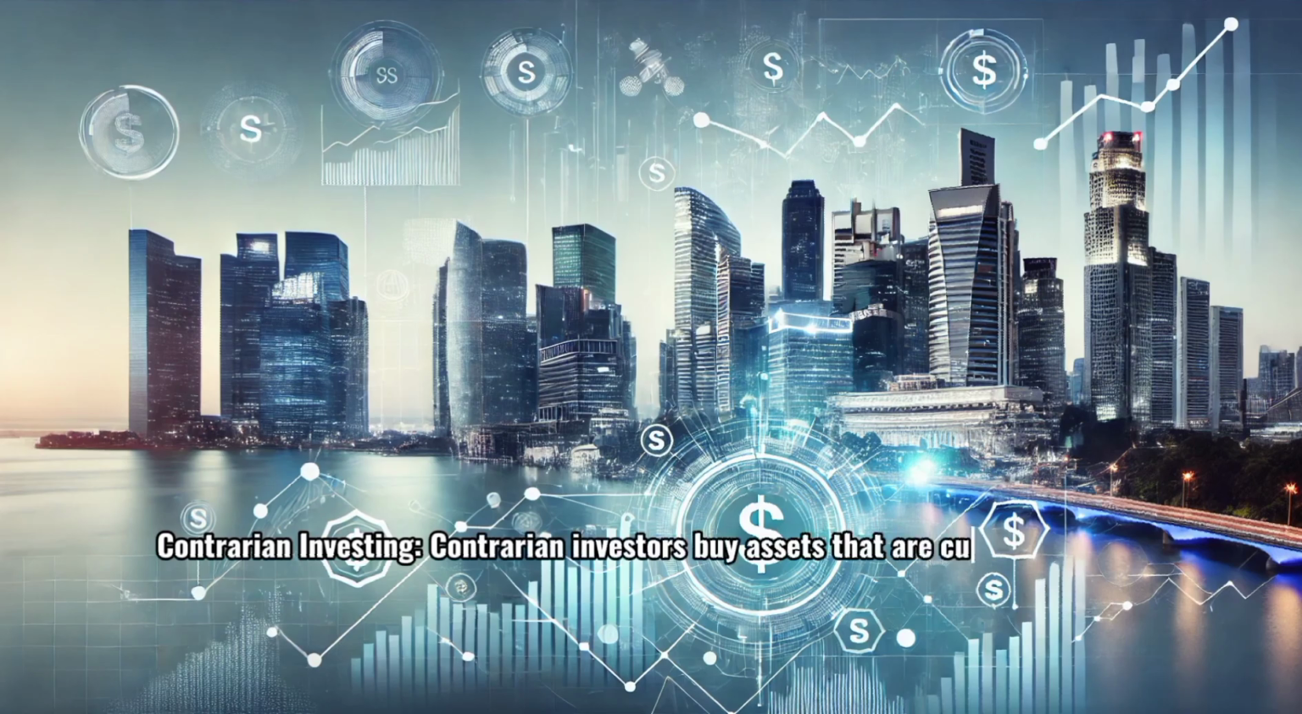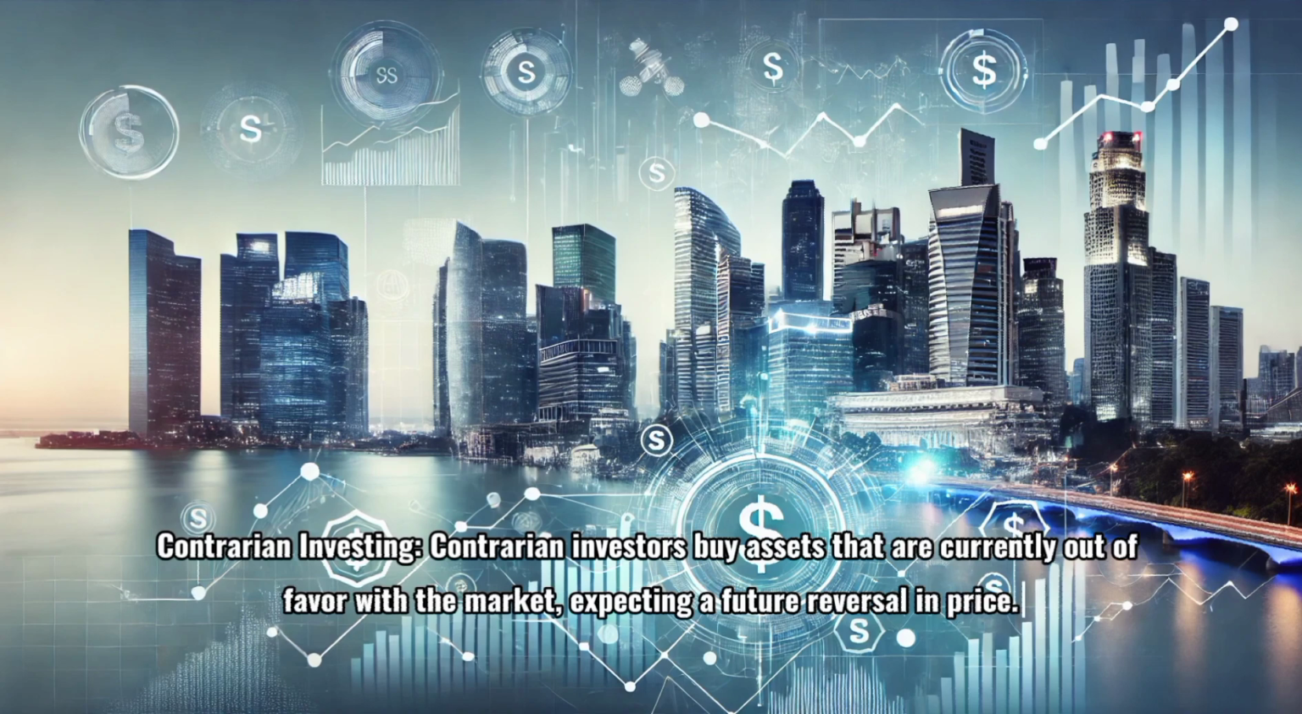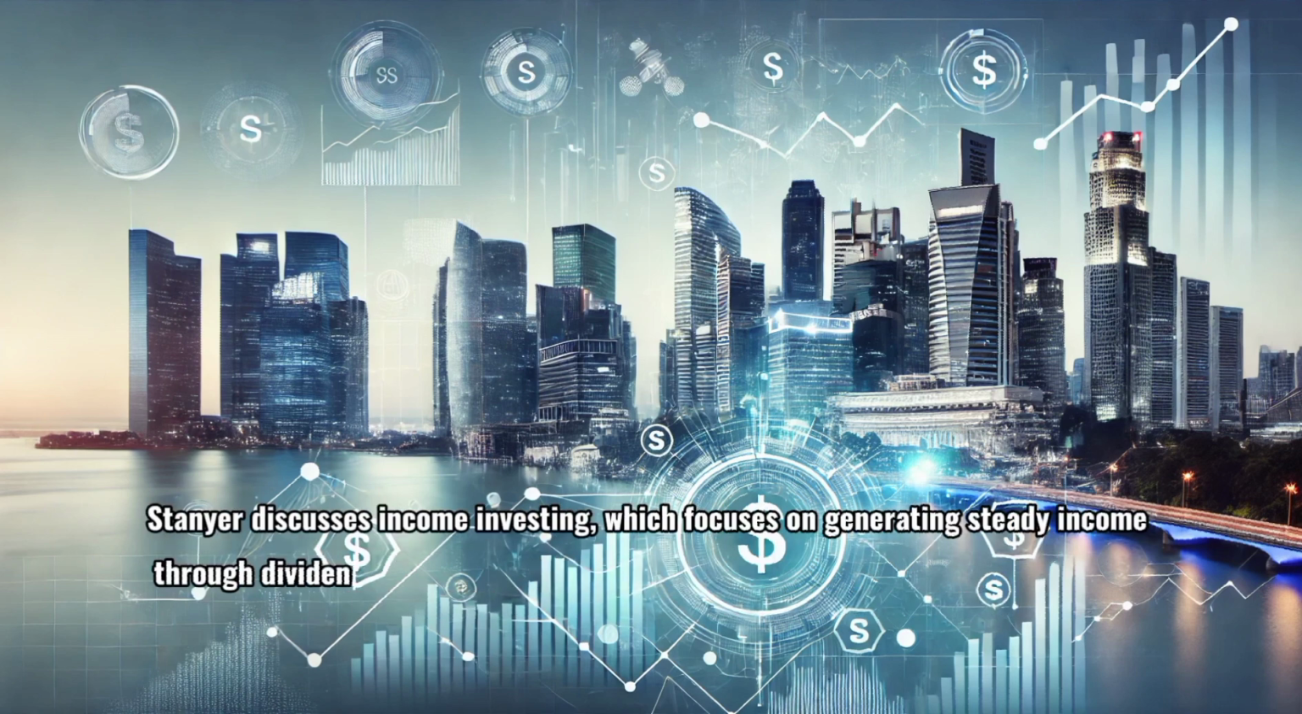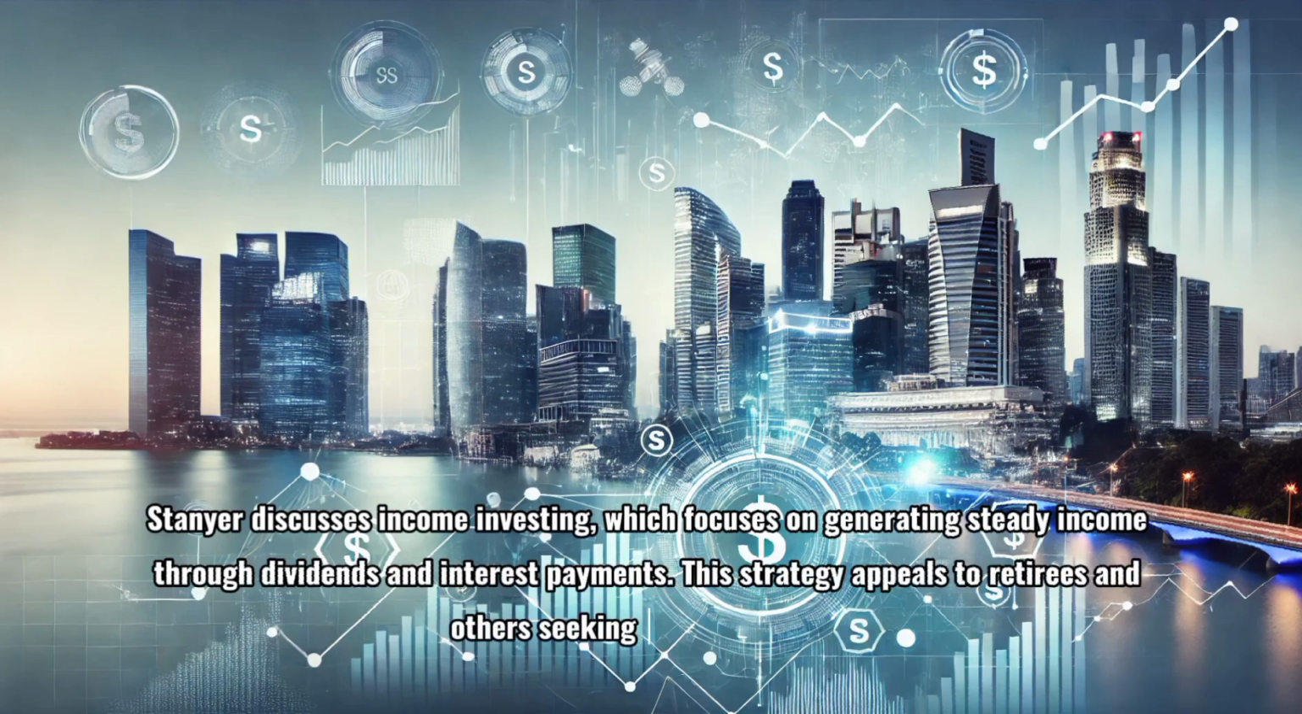Contrarian investing. Contrarian investors buy assets that are currently out of favor with the market, expecting a future reversal in price. C. Income investing. Stanyer discusses income investing, which focuses on generating steady income through dividends and interest payments. This strategy appeals to retirees and others seeking stable cash flow.